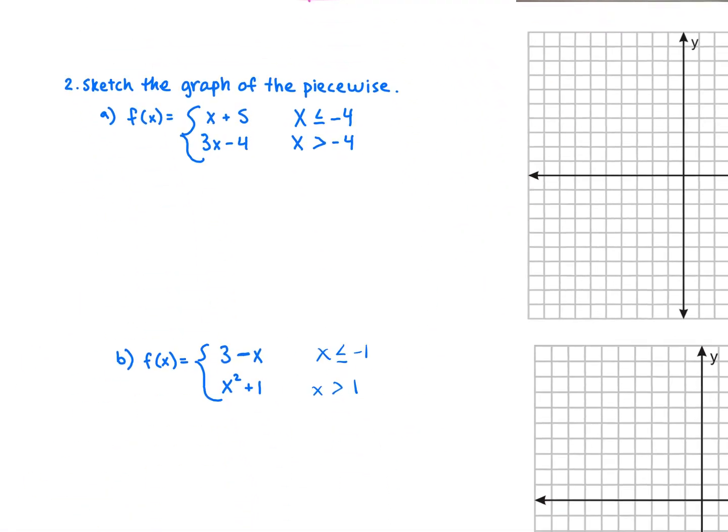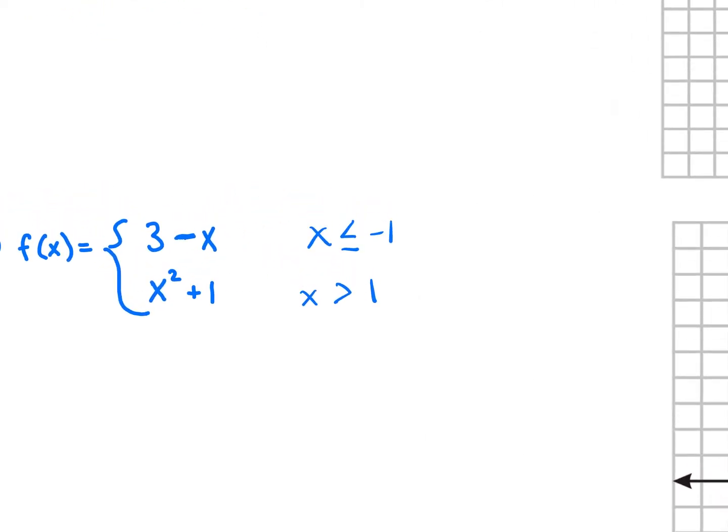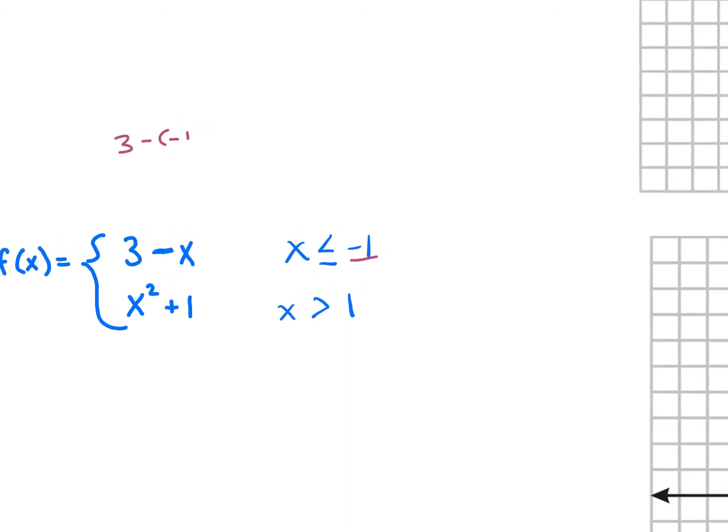So let's look at 2b. What should I plug in first? -1. So I'm going to start by plugging in -1. So I have 3 minus -1, which is 4. So I plugged in -1 for x and got 4.